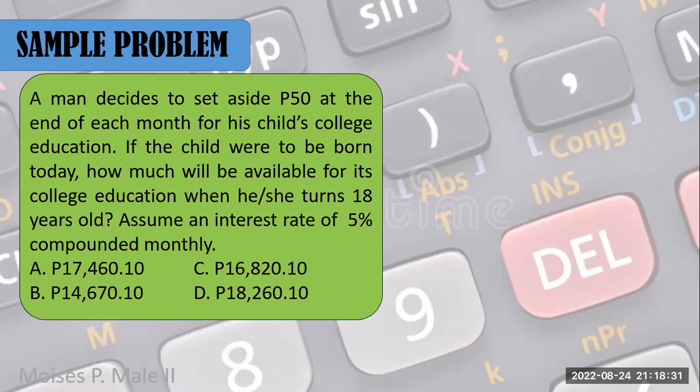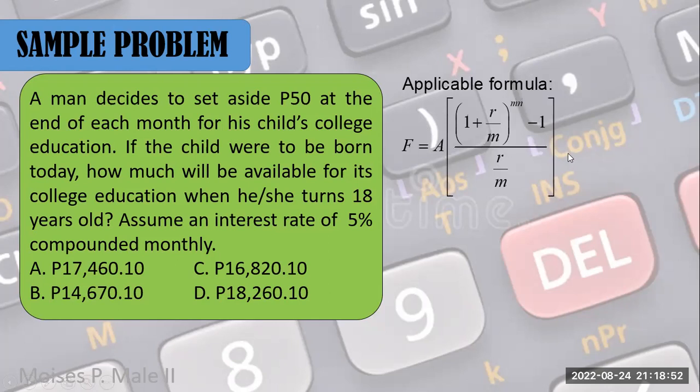Okay, next, a man decides to set aside 50 at the end of each month for his child's college education. If the child were to be born today, how much will be available for its college education when he turns 18 years old, assuming interest rate of 5% compounded monthly? So monthly yung payment, monthly din yung compounding. So ito yung formula ito, no? Pero no, so substitute lang. Okay? Or future worth na.